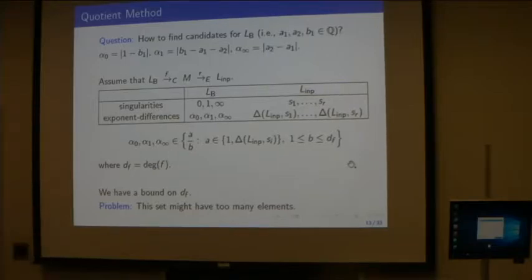Excuse me for my ignorance. Are these numbers A1, A2, and B1, must they be rational? Yeah, they are rational numbers. They have to be rational for the hypergeometric. Yes. You can use other numbers.